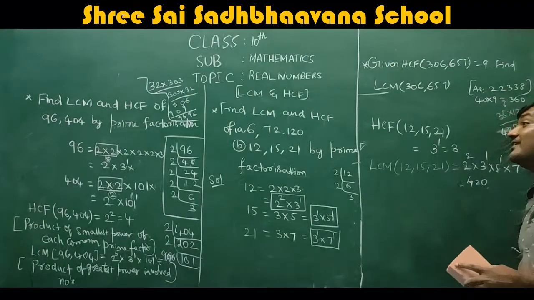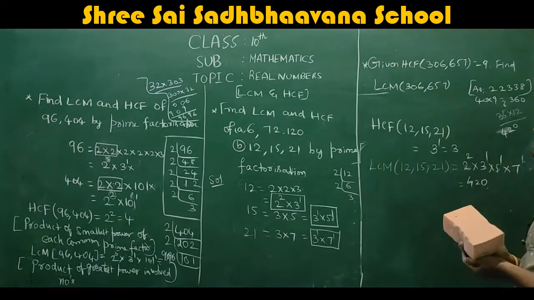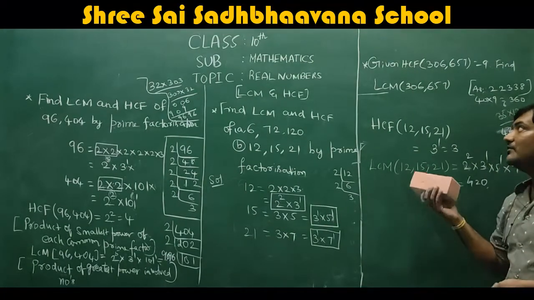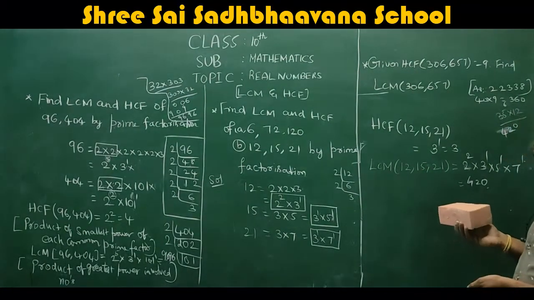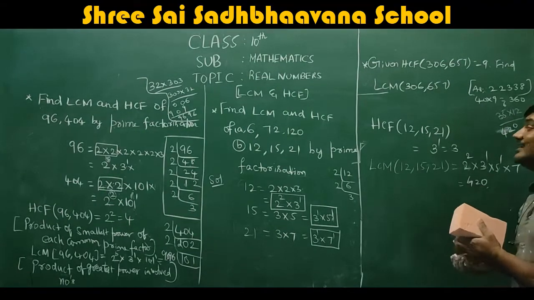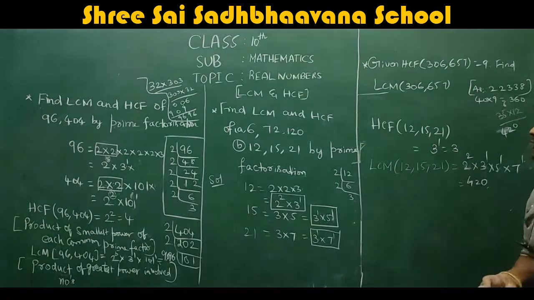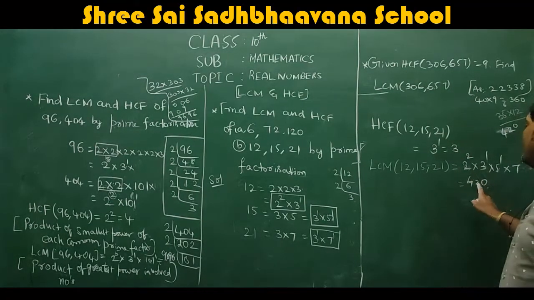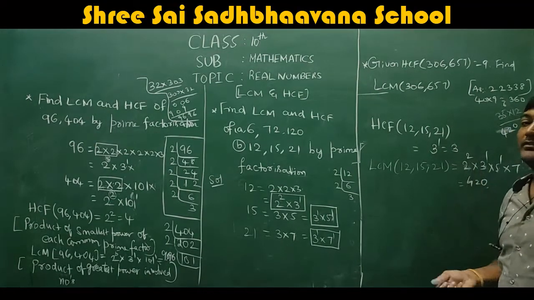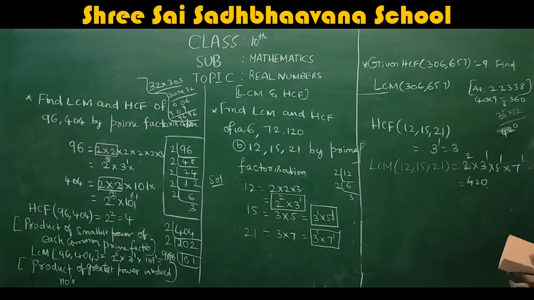Okay. And if you have a relation also between LCM and HCF, if you can try with that, I will do some sums based on the relation also. When you multiply these three numbers, like 12 into 15 into 21, it should be equal to 420 into 3. That is the relation we discussed in the last session.